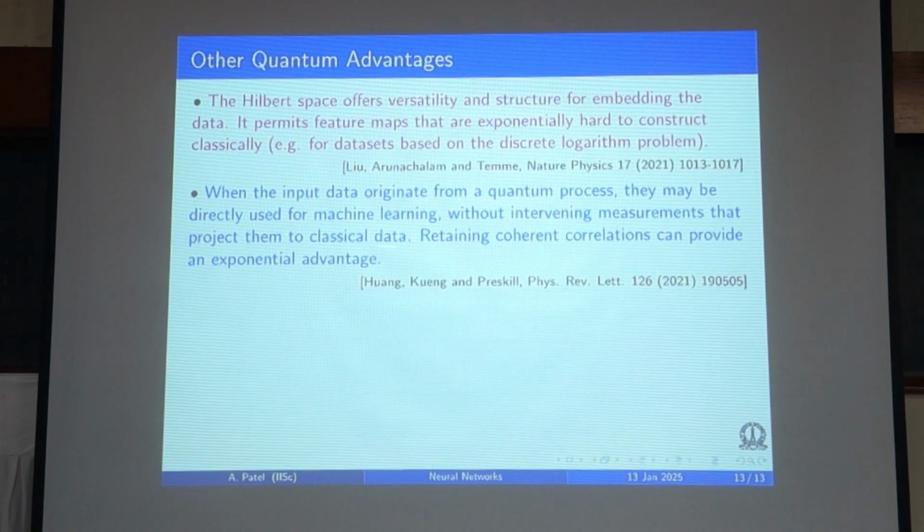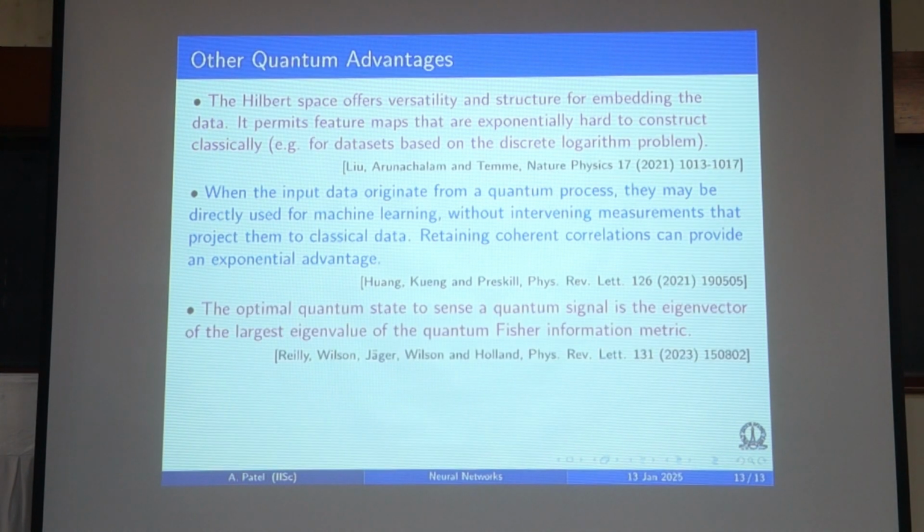You have to have a quantum processor, but it should get an input from an experiment which is also quantum in nature. And if you are able to do that, you can again get an exponential advantage in the analysis. Again, a rigorous result. And the statement which I already made is also well known in a different context, that the optimal quantum state for sensing a signal is an eigenvector of the largest eigenvalue of the quantum Fisher information metric, and it will satisfy the Cramer-Rao bound.